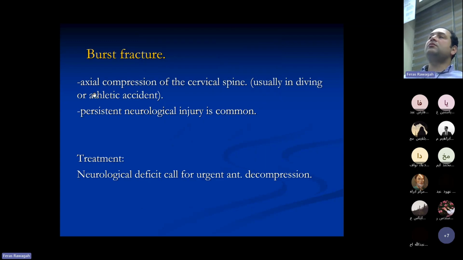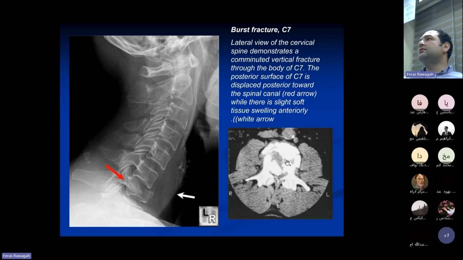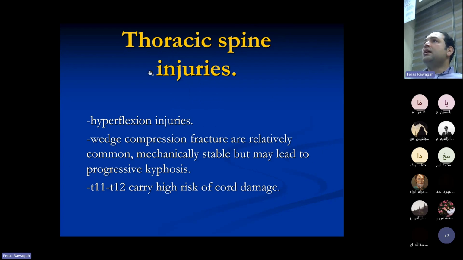Burst fracture is where there is axial compression of the cervical spine, and this can result in a burst of the whole vertebral body, and there can be some fragment which goes and compresses the spinal cord.